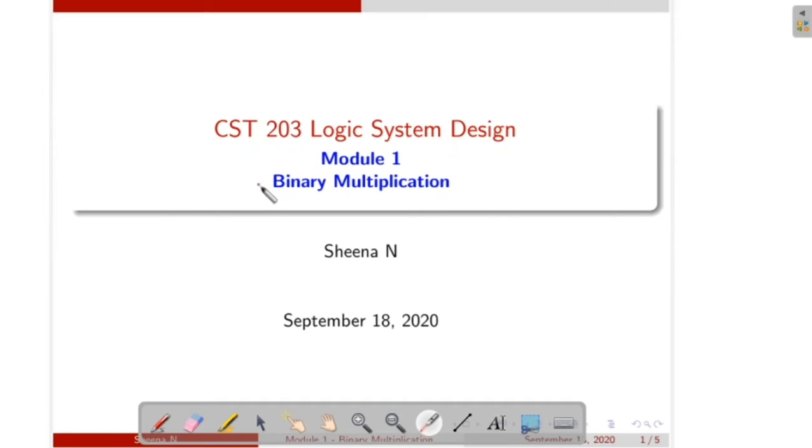Hi students, in this video we will study how to multiply two binary numbers. We have already studied how to add two binary numbers. So before watching this video, go through that video, addition of binary numbers, because in the case of binary multiplication we use the addition of binary numbers.